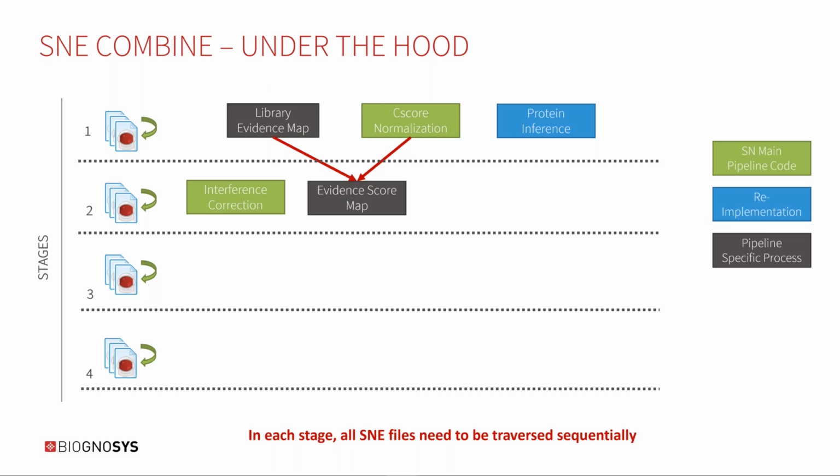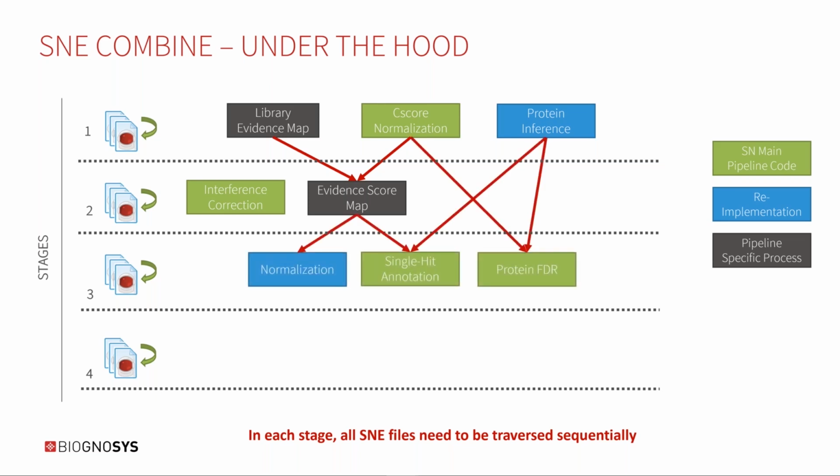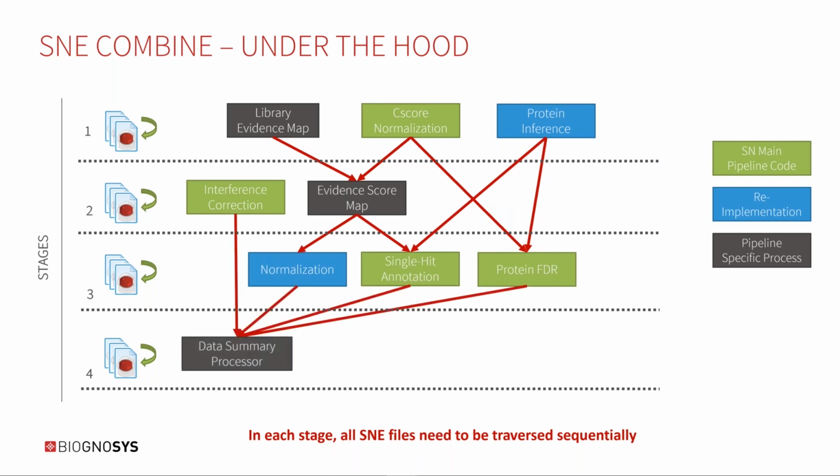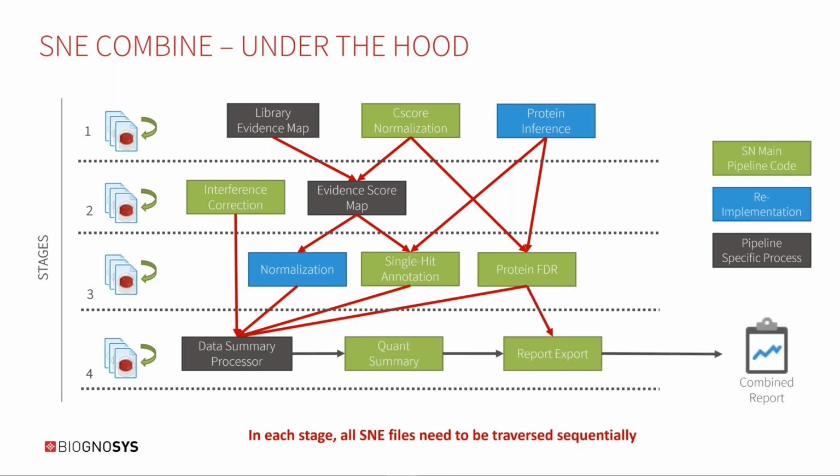So in the next stage, we can start interference correction, and we also build an evidence score summary map, which is again important for the next steps. In stage 3, we can then use the previous information to tackle normalization, single hit annotation, and protein FDR. And then in the final stage, we can combine everything together in the data summary process that is then fed into the quant summary process and into the report export.